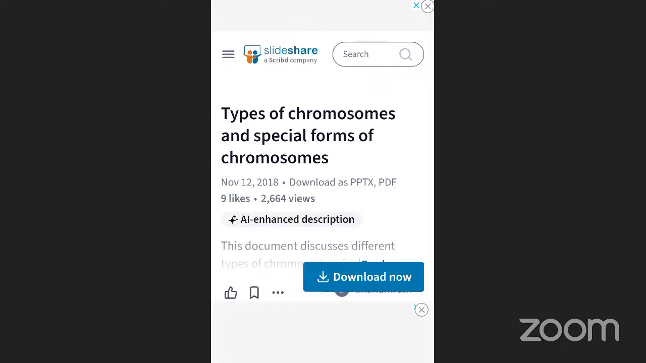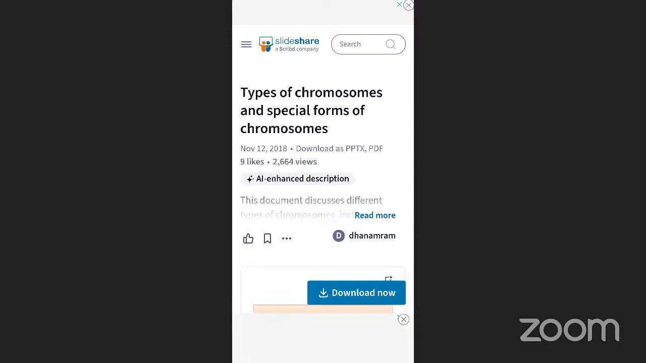Okay, these are the types of chromosomes. This class mainly discusses chromosome types. What are chromosomes, types of chromosomes, next chromatin, heterochromatin, euchromatin.